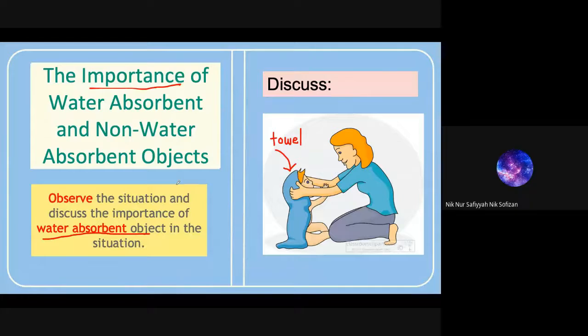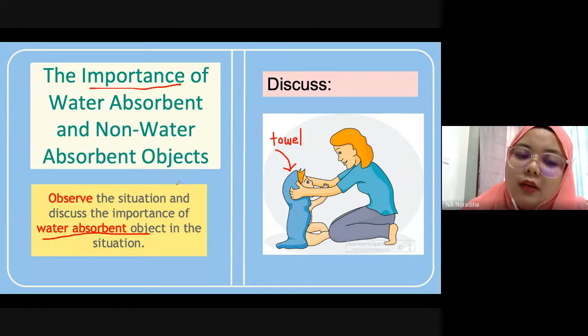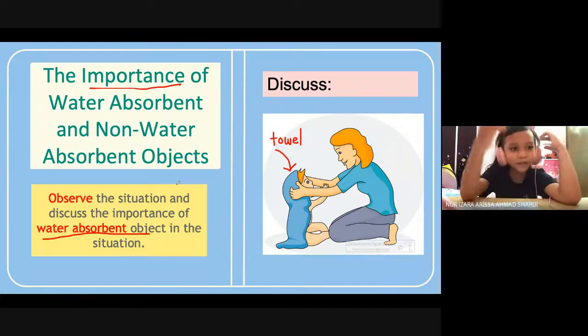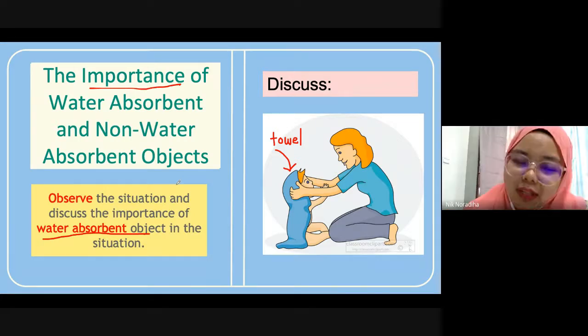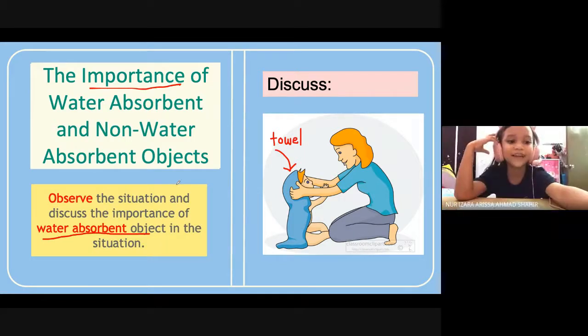Because our hair cannot absorb so much water, when I shower the water comes out from my hair. The water passes through, it didn't get absorbed.